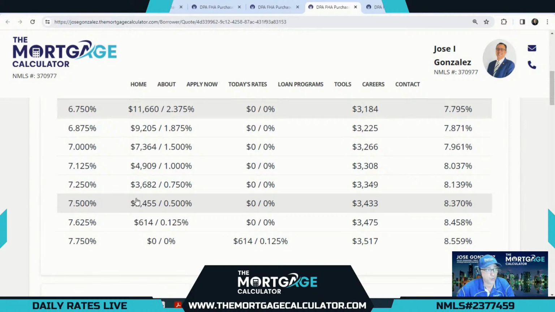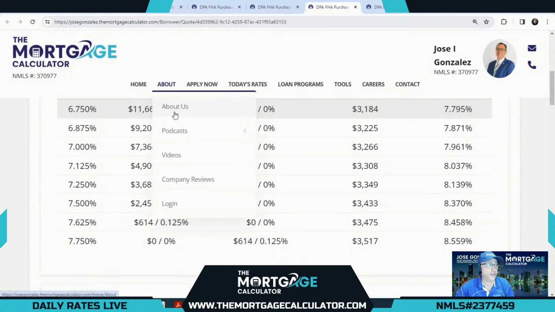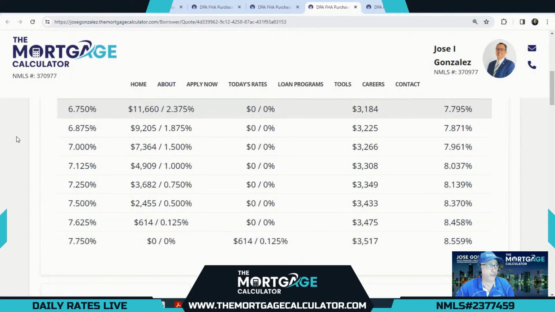The other one was a quarter point on the other option, forgivable, repayable, that I just showed you. But here, 7.75 with a lender credit, which is pretty cool. Get a little bit of extra DPA right there, or you can buy it all the way down to 6.75.